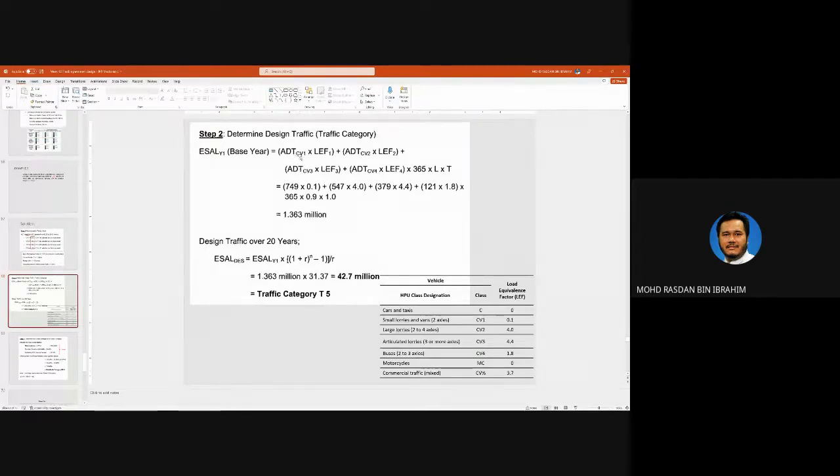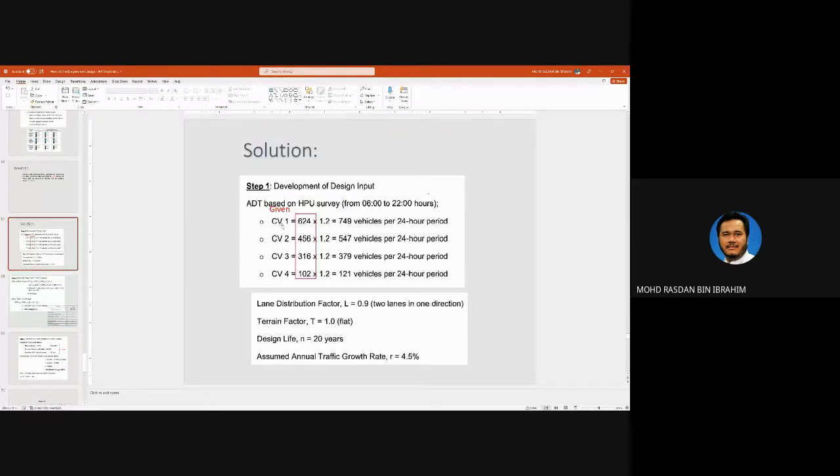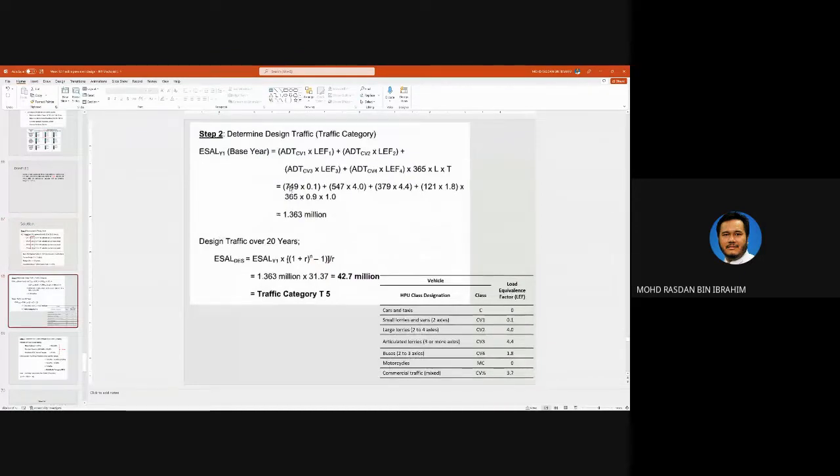So ADT CV1 multiplied with LEF1. So CV1, what was it, small lorries? Did it tell us here? CV1 749. CV1 for 749. CV1, which is small lorries here. So the LEF is 1.0, 0.1. Okay. So you continue with CV2, CV3, CV4.